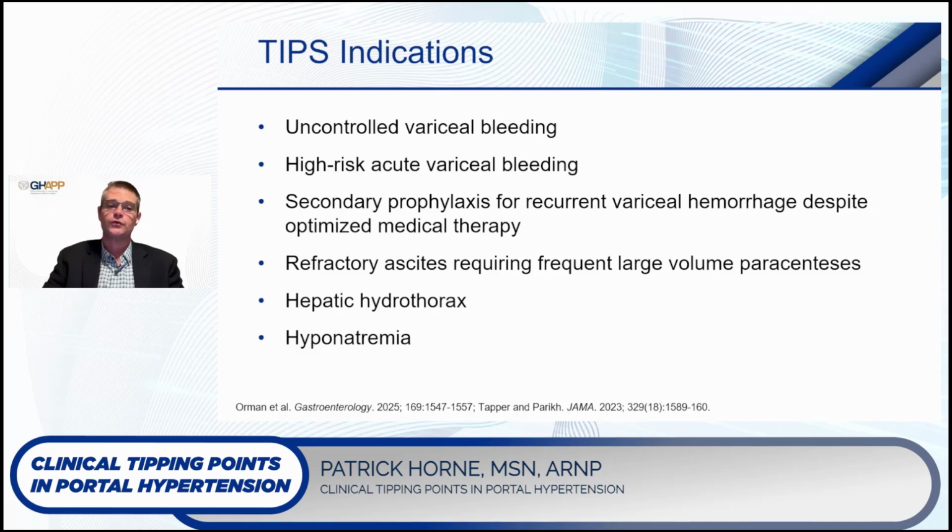So, some indications for TIPS, you've heard a little bit about this already. Uncontrolled variceal bleeding, as well as high-risk acute variceal bleeding, can also be considered as secondary prophylaxis for recurrent hemorrhage despite optimized medical therapy through either endoscopic banding or beta blockers. Refractory ascites, as Dr. Wong just went through, that requires large volume paracentesis, hepatic hydrothorax, or cases of hyponatremia where the use of diuretics is limited.